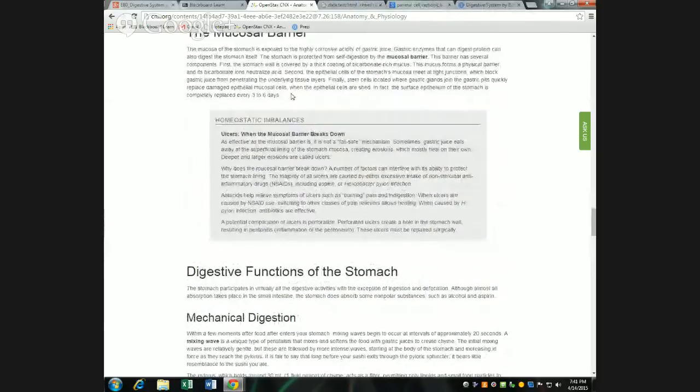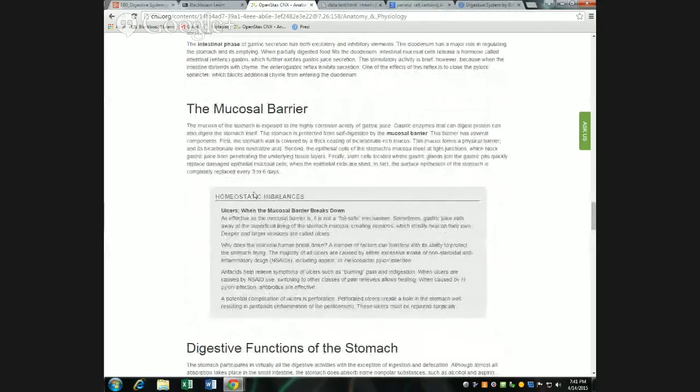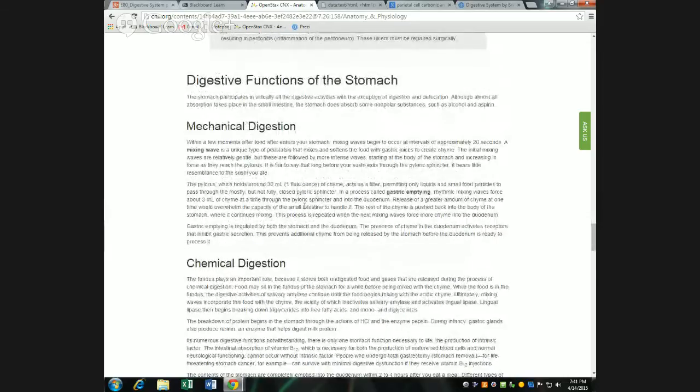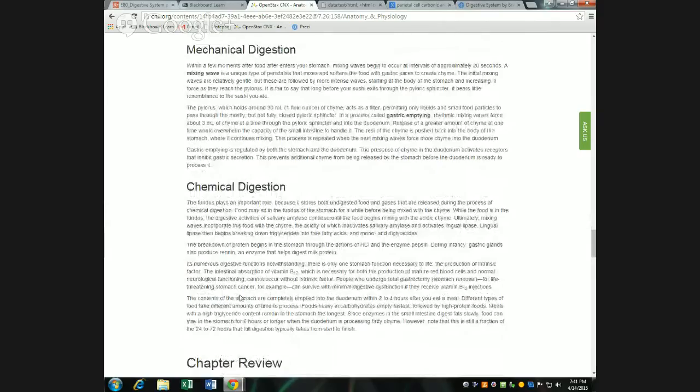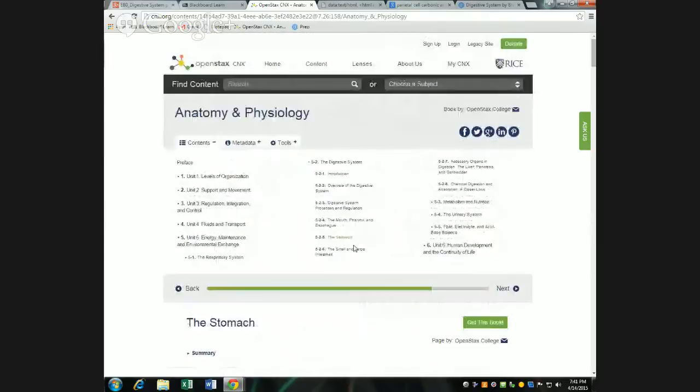So a lot of what's covered here at the end I've already mentioned. The mucosal barrier helps to protect against the pH of the stomach, and anything that breaks down that barrier chemically or physically will usually lead to problems of acid burning through some of the tissue there. And then the mechanical digestion stuff is mostly about that churning thing that I talked about. And then the chemical digestion is mostly about breaking down proteins. Okay. So that's the stomach there.